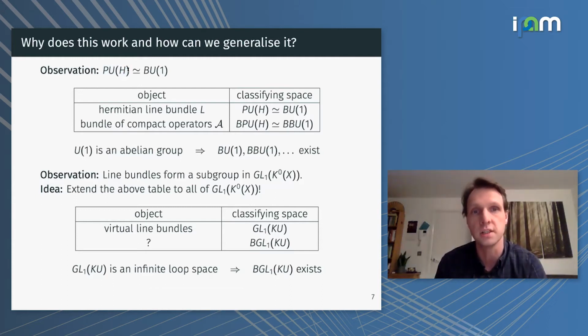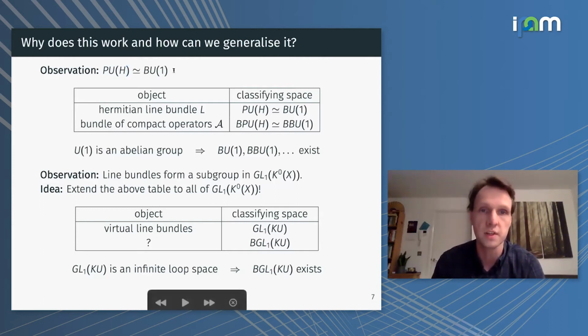And to the group PUH here. This turns out to be homotopy equivalent to this classifying space of Hermitian line bundles, BU1 here. And this is this first line. So PUH or BU1 both classify Hermitian line bundles over my underlying topological space.